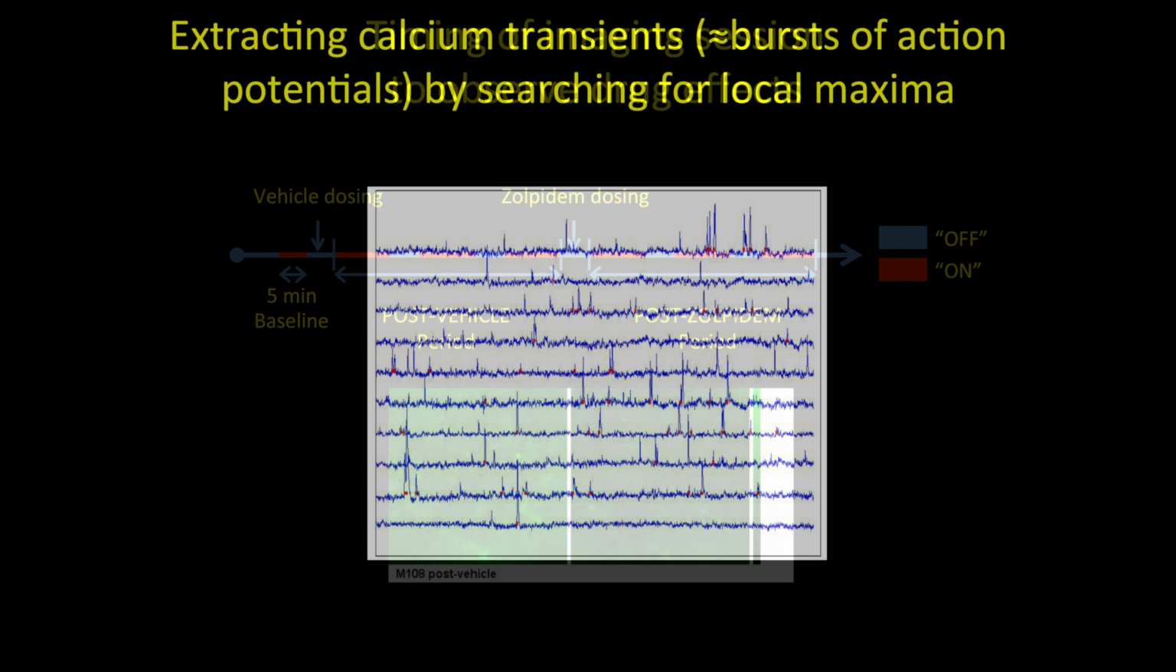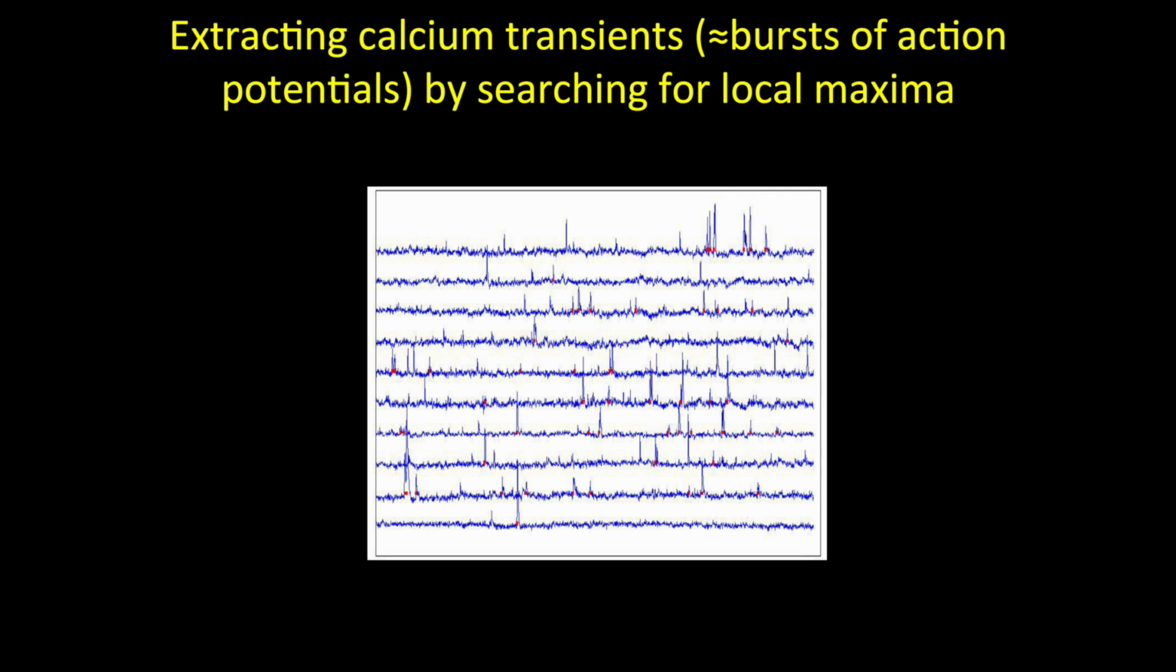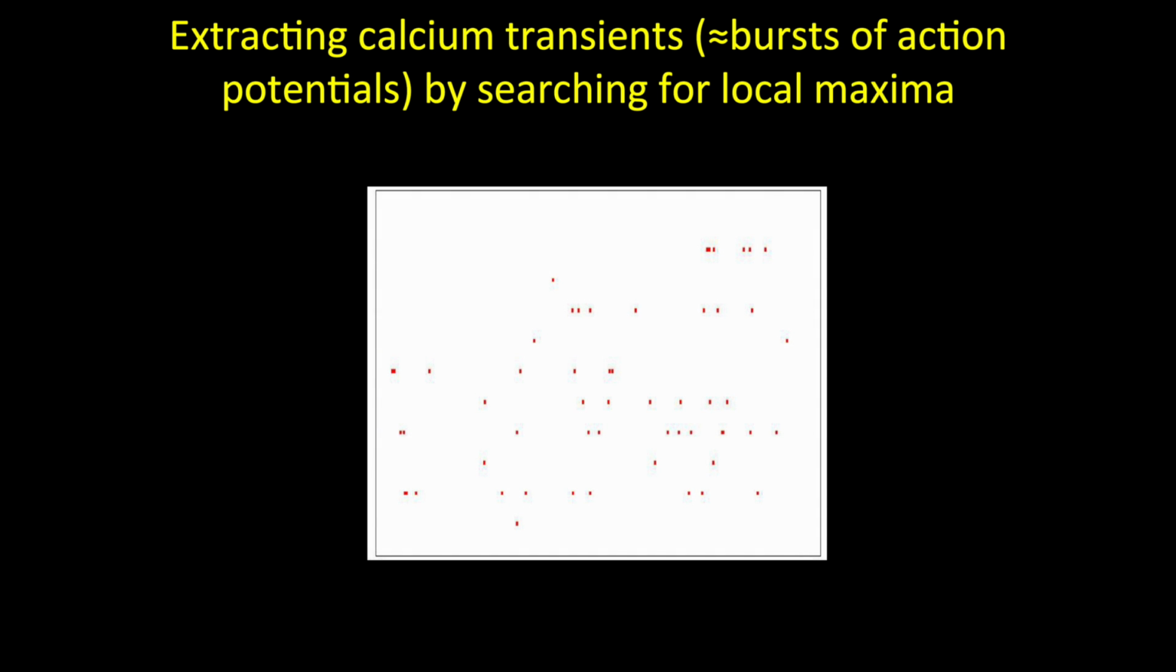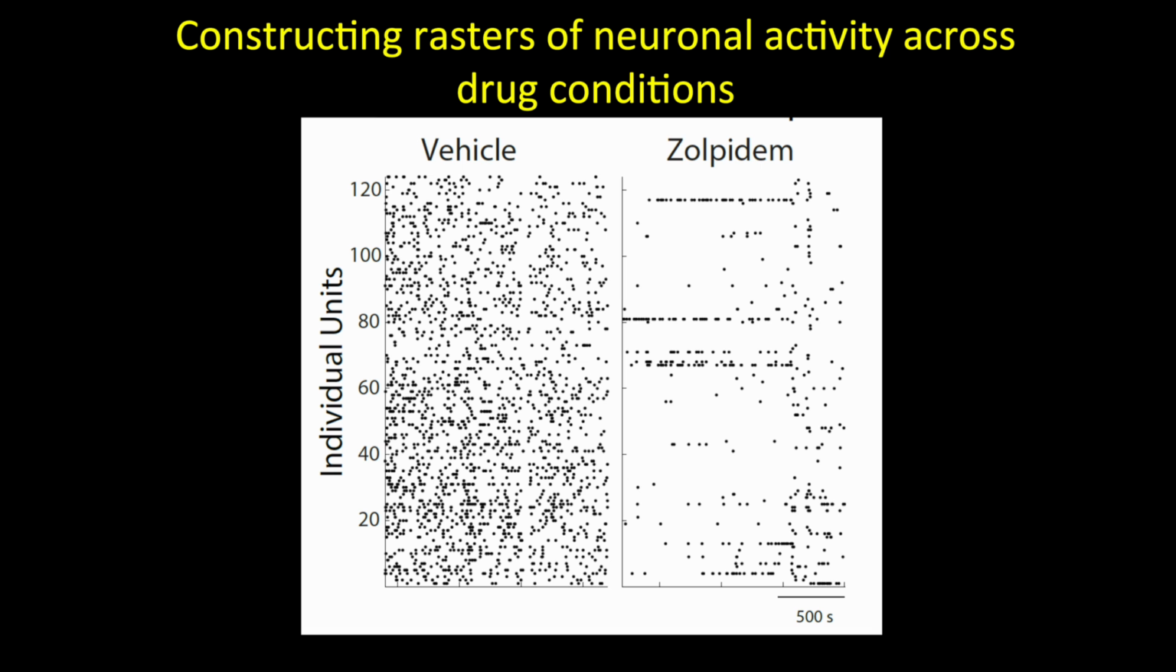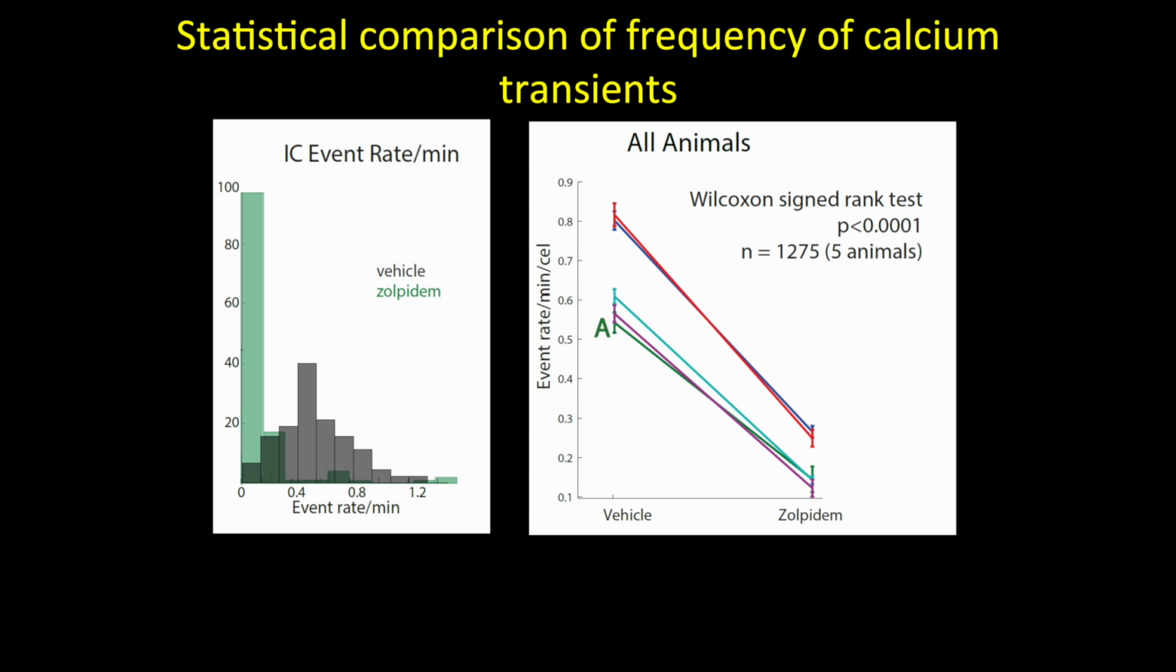It's indeed the case, as we can confirm by first plotting the traces of fluorescence across time, indicating the calcium transients which correspond to bursts of action potentials, and constructing raster plots of neuronal activity, similar to electrode recordings. This is just one animal example, but we can plot it for all of the animals. This is the distribution of calcium event rates in vehicle conditions shown in gray and Zolpidem conditions shown in light gray. We can see that Zolpidem clearly reduces neuronal activity compared to the vehicle. That was true in all of the animals we studied.